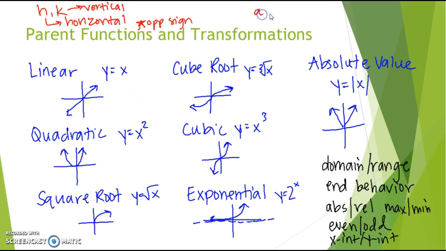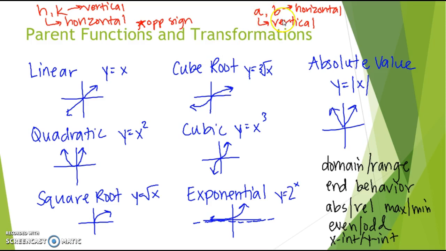We also looked at A and B. A is our vertical stretching and compressing, so that's making it skinnier, fatter, going up and down. And B is the opposite. That's our horizontal stretch and compress, and that's the opposite of vertical. So if you're stretching vertically, that's the same as compressing horizontally. All right, so they're opposites.